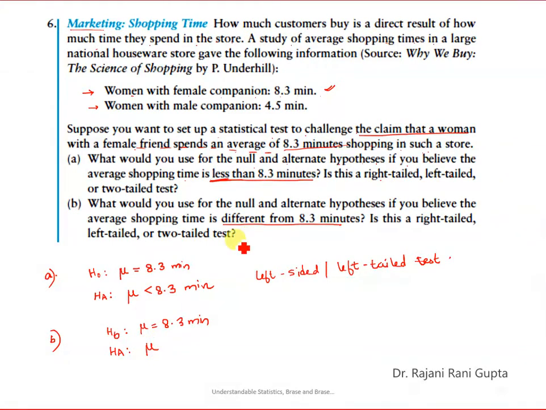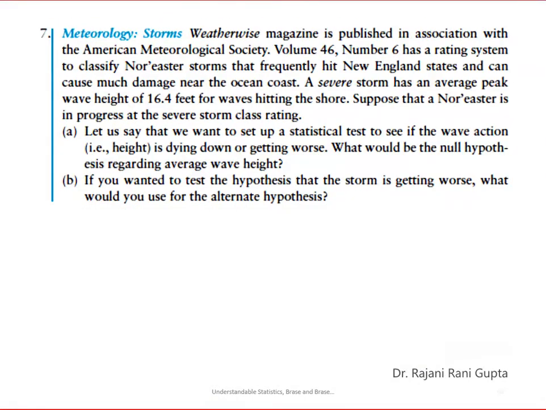It is mu. Now we have the word different. We are saying that it is not 8.3 minutes. We are not saying that it is less than or more than, but that it's not. So for not, we say not equal to 8.3 minutes. And we know that when the test is of this category, it is a two-sided or two-tailed test. So let's do it.